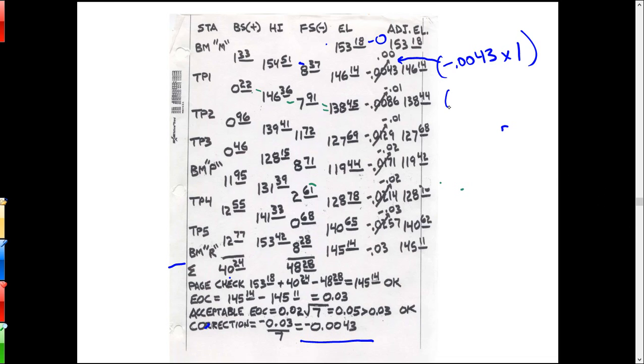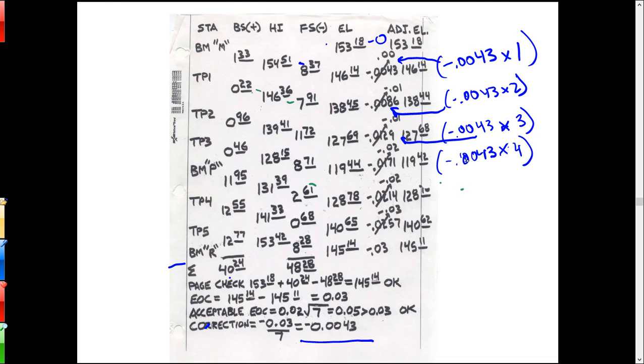Okay. Shot after that, we're going to use negative 0.0043 times 2. That's 0.086. That rounds out to 1/100. So we're going to take our 138.45 minus 0.01. The next one will take negative 0.0043 times 3, and that'll get us 0.0129. That rounds out as 1/100. You get the idea here? So you just keep multiplying your correction factor by which shot you're on, essentially, and that's your total correction for that shot. The last one would be negative 0.0043 times 7, and that should pretty much fix your error perfectly. You might have a little rounding error in there, but that comes out to be negative 0.03, and that perfectly fixes my problem. I've got from the 145.14 down to 145.11.